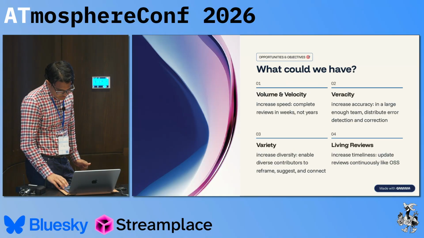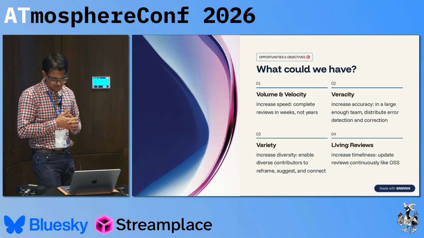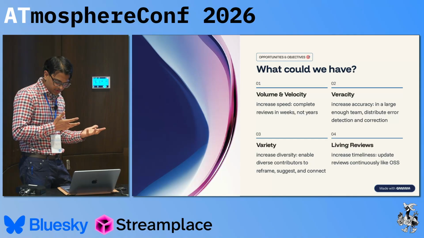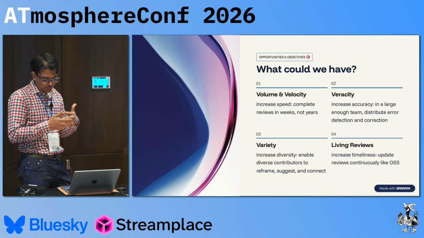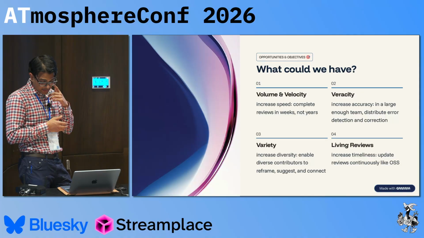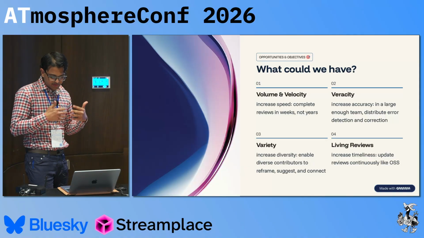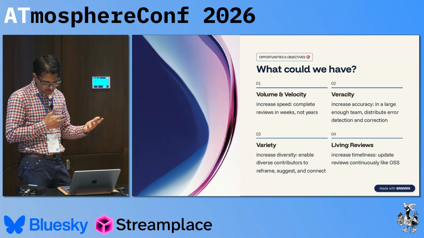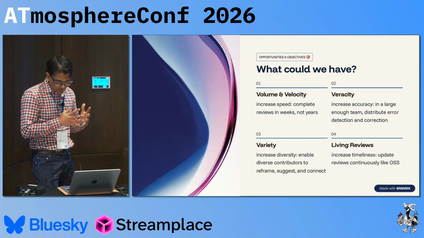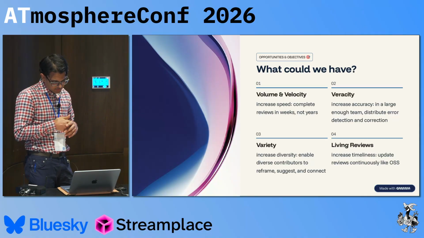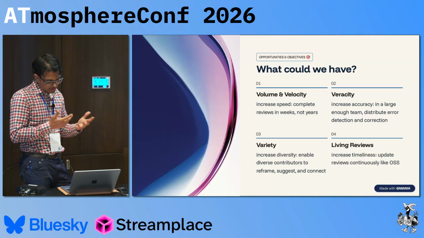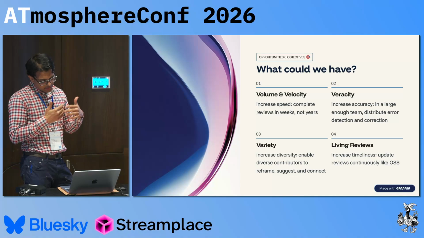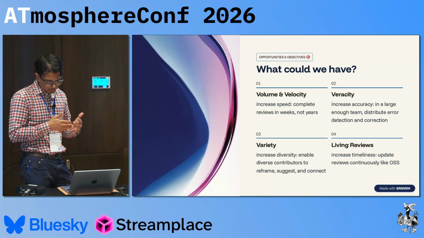So what we would ideally have is solutions to these 4 key problems: volume and velocity. We would increase the speed at which we do reviews so that they take weeks, not years. We would improve the veracity or accuracy. And I propose that we do that with crowdsourcing, increasing the team size, and ensuring that certain team members are always engaged with error detection and error correction. We would hopefully increase the diversity of the different perspectives and contributors on our teams. That would allow us to reframe things, make suggestions, make interesting connections. And then also have living systematic reviews, which helps with providing timely data to people who might benefit from that data.